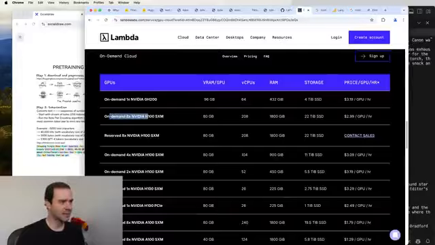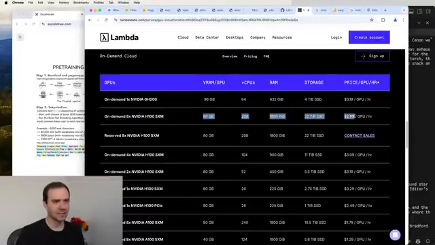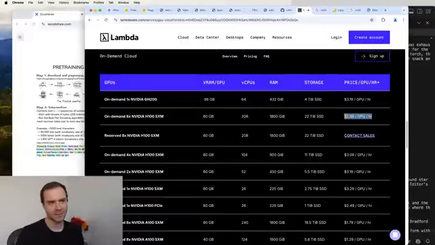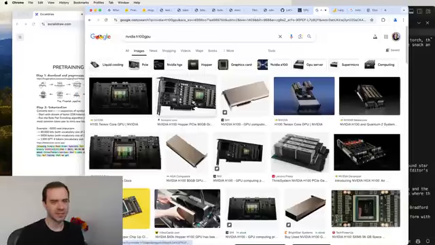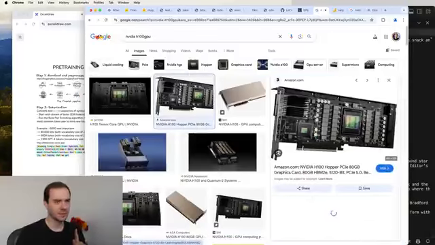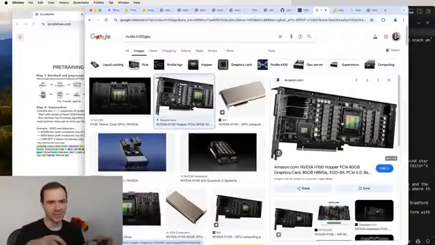But on-demand 8 times NVIDIA H100 GPU, this machine comes for $3 per GPU per hour, for example. So you can rent these, and then you get a machine in the cloud, and you can go in and train these models. And these GPUs, they look like this. So this is one H100 GPU. This is kind of what it looks like, and you slot this into your computer.